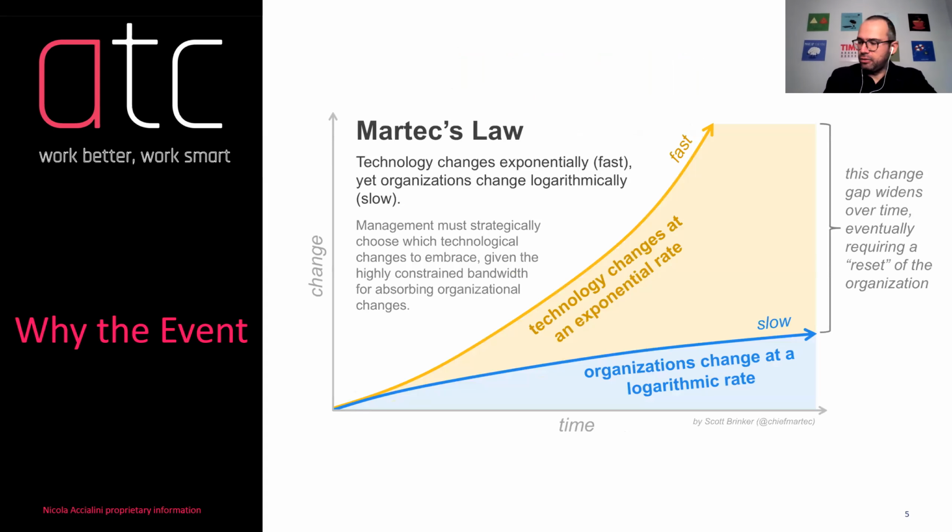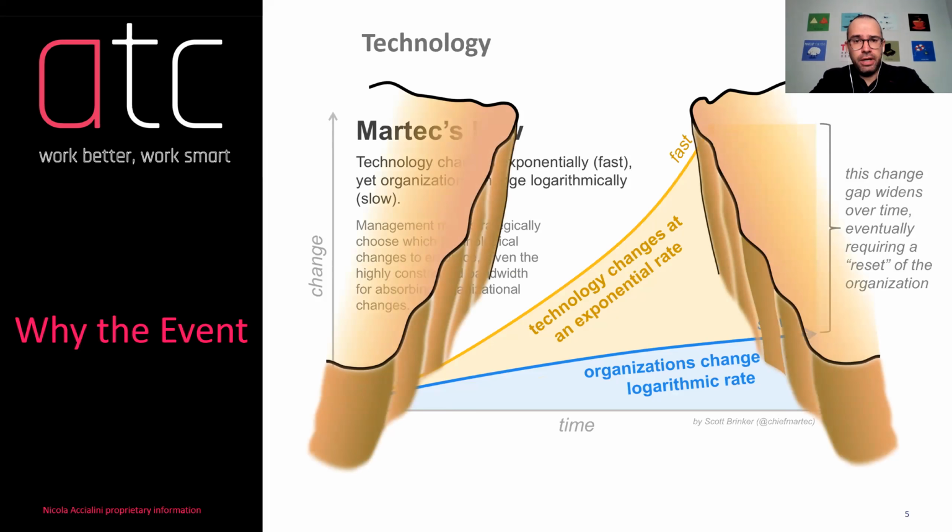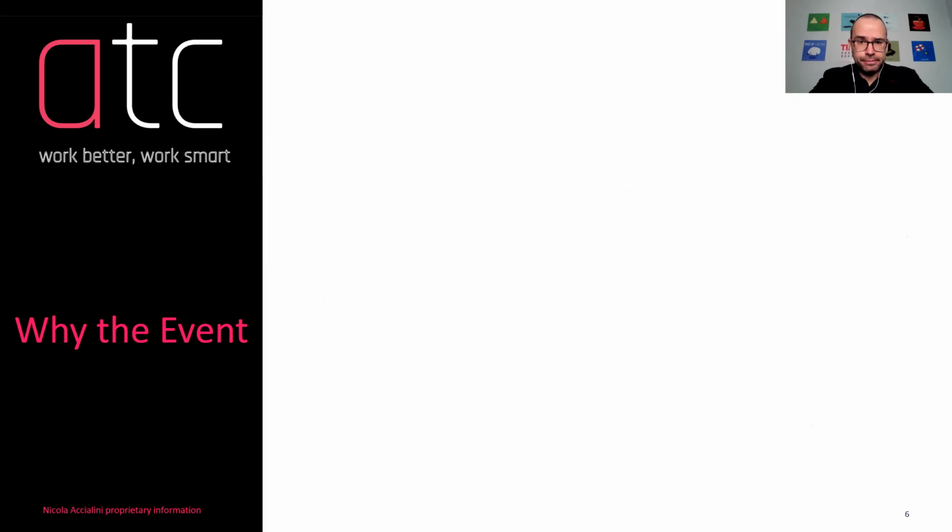So why the event? What is the reason of this event? Well, the main reason is well explained in this chart. It's called the Martec Law. I don't know your experience, guys, but my experience was that technology is changing exponentially, so it's changing very fast. But on the other hand, organizations are changing logarithmically, which means very slowly, which means that we have a gap between technology and organization, and we need to fill in this gap.